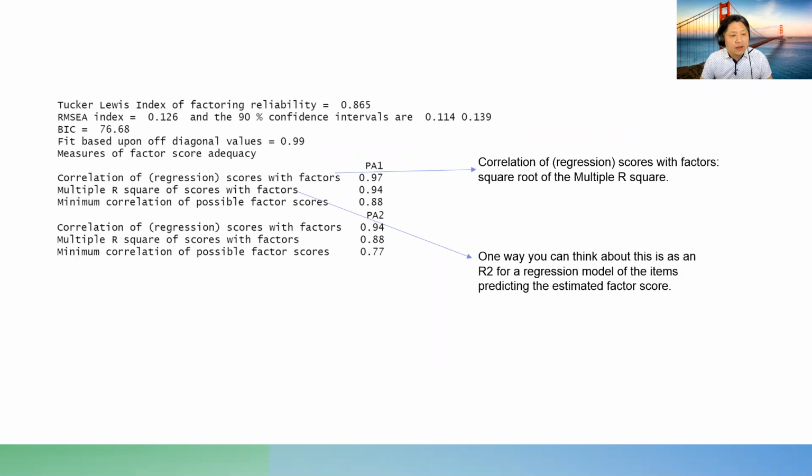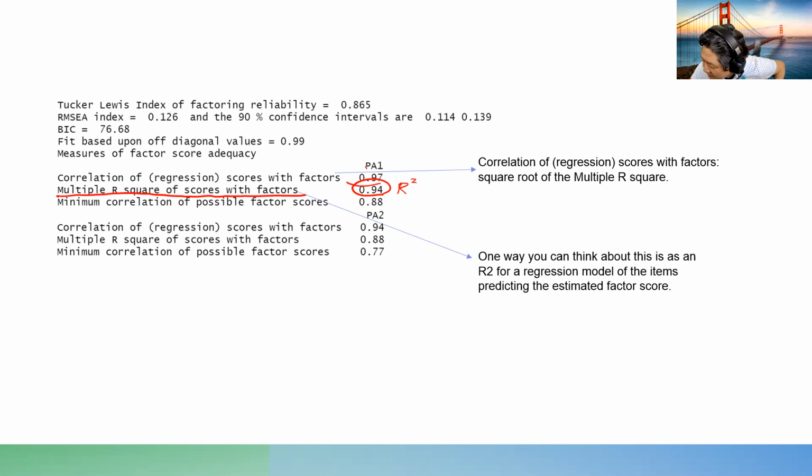Now let's talk about correlation. Let's look at this one first: the multiple R square of correlation scores with factors. This is just like the R square for the regression model of the items. That means 94% of the total variance is explained, so your 12 items explain 94% of your factor one. It's more like the R square in the regression model.